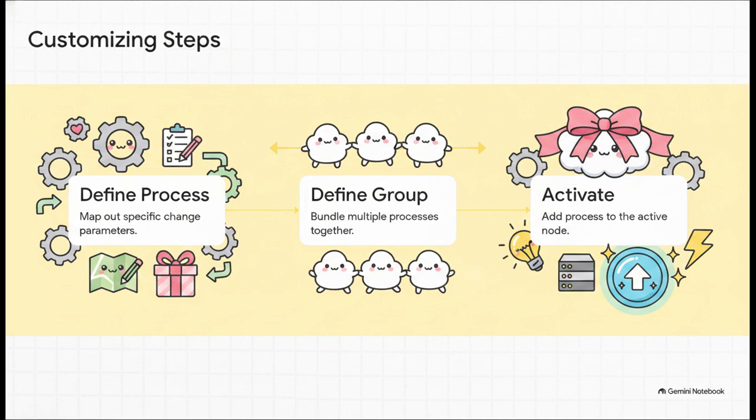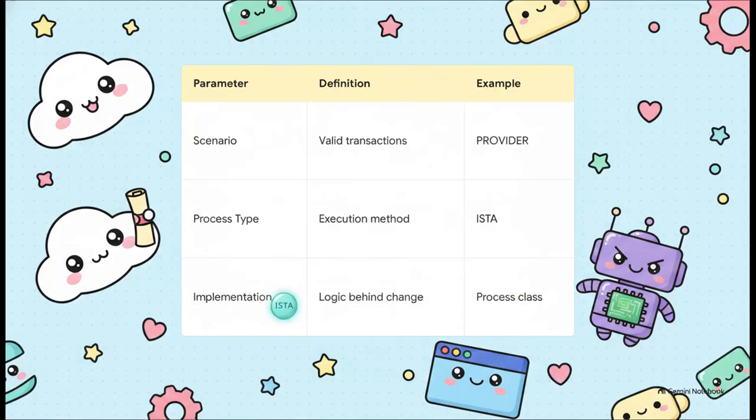First, you define the change process. Then you define the change process group. And finally, you activate the change process in the system. Simple enough, right? Let's break down that very first step, defining the change process. Here, you have to map out specific parameters. For instance, you set the scenario to provider, which just tells the system, hey, this is specifically valid for subscription contracts.